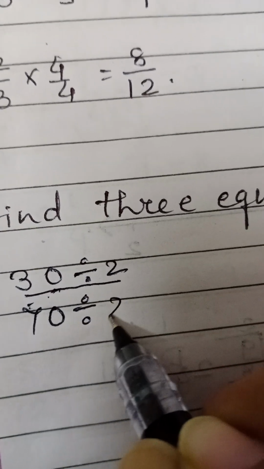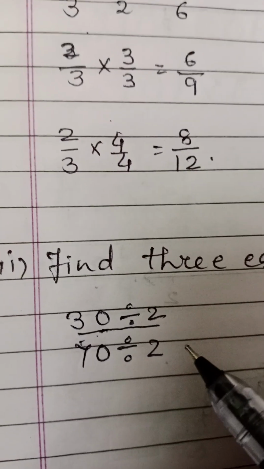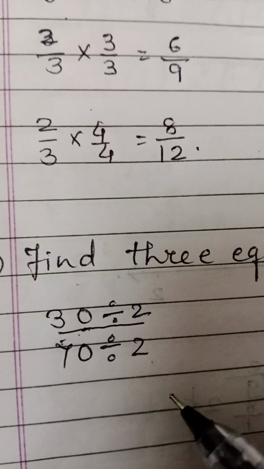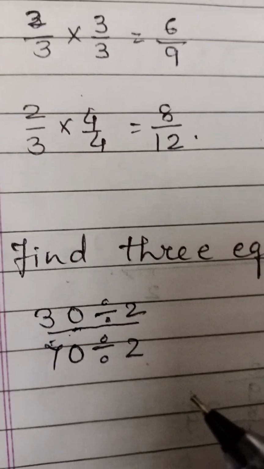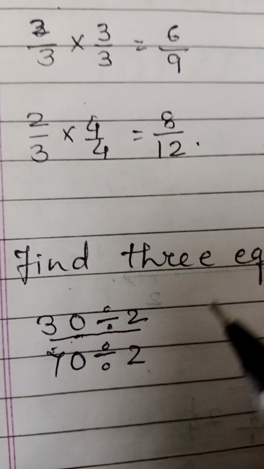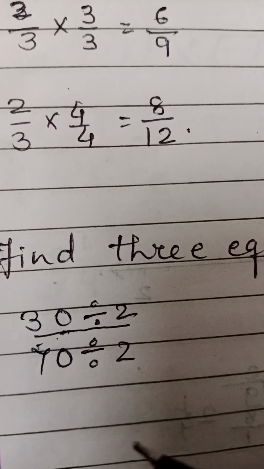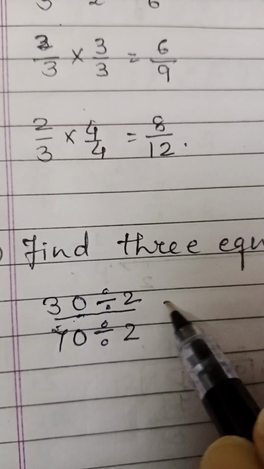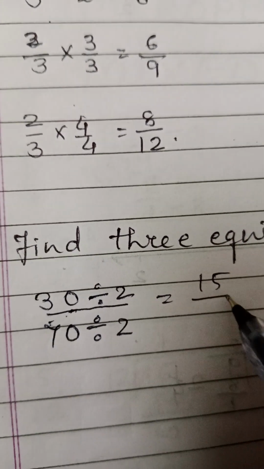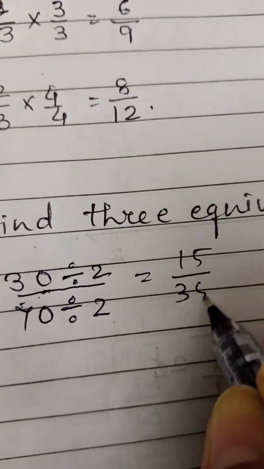Now one thing you have to remember: if you are dividing the upper number, the numerator, by 2, you have to divide the denominator also by 2. It means the number has to be the same. If you are dividing by 3, you have to divide both the numerator and denominator by 3 only. So here 30 divided by 2 will be 15 and 70 divided by 2 will be 35.